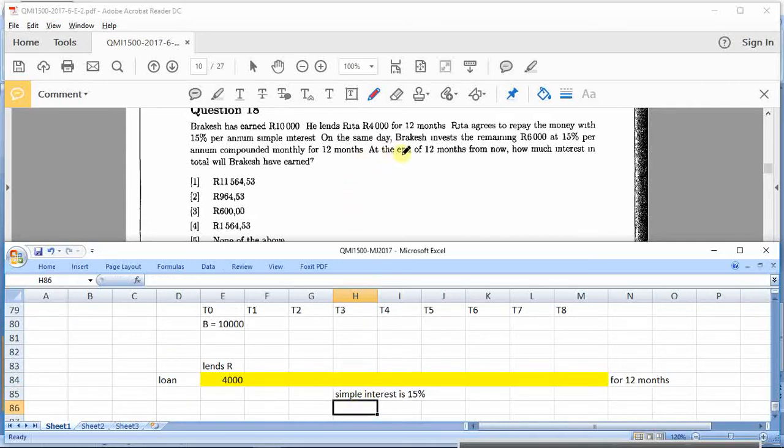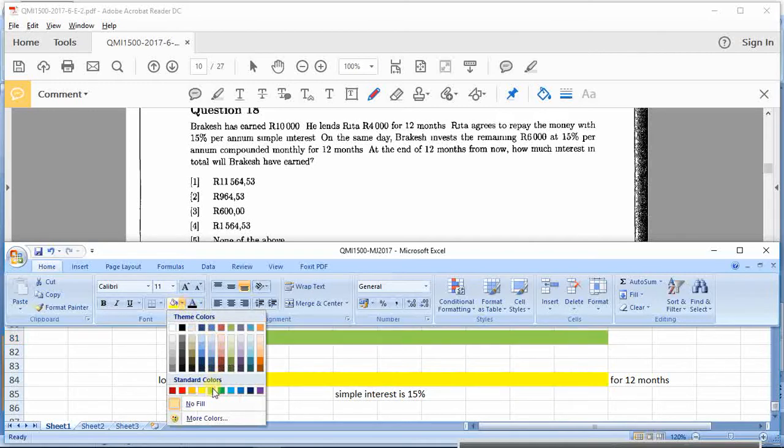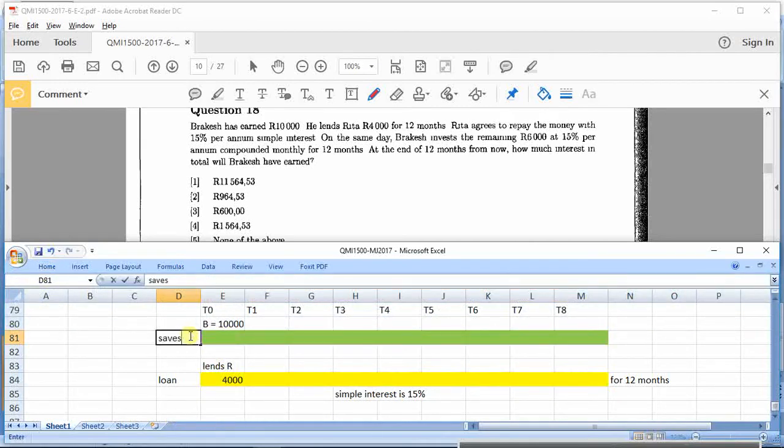On the same day, B invests the remaining 6,000. Okay, so then what does he do? He saves the rest. 6,000 at compound interest 15%, compounded monthly. For how many months? For 12 as well.